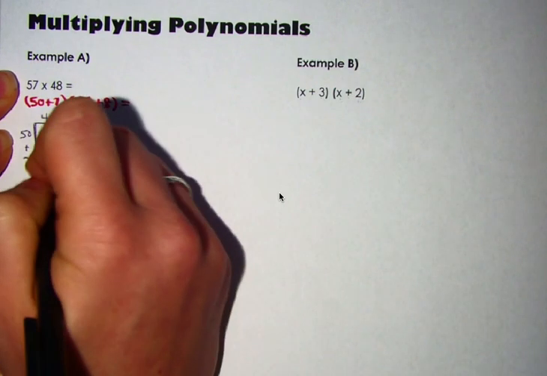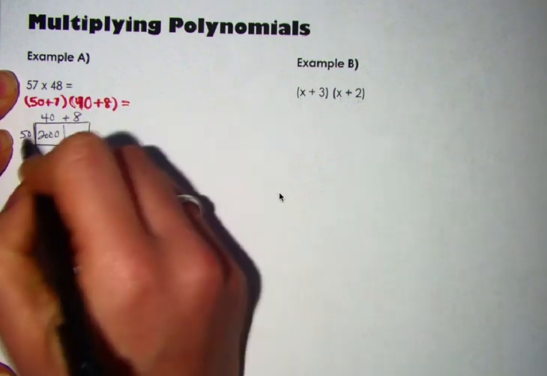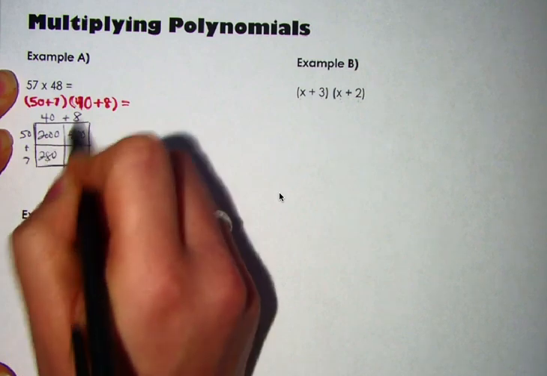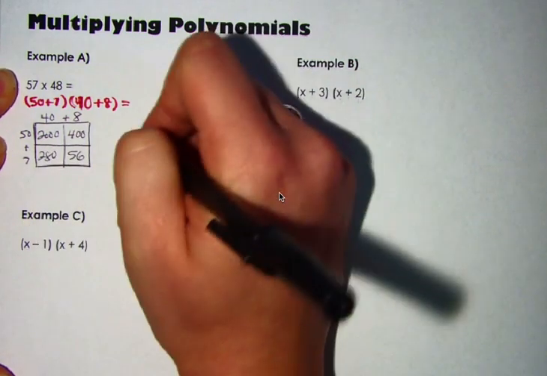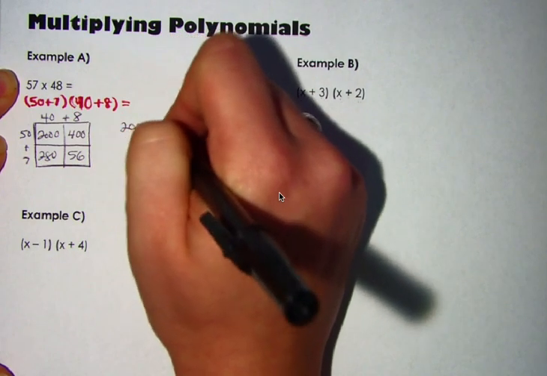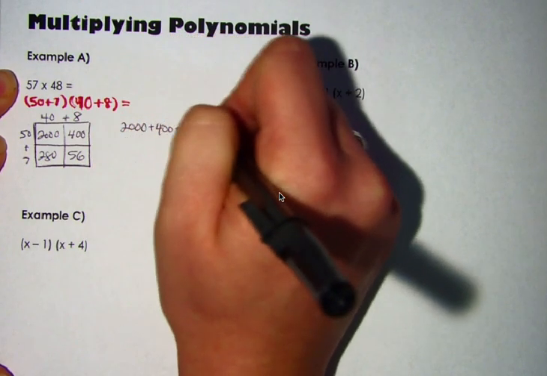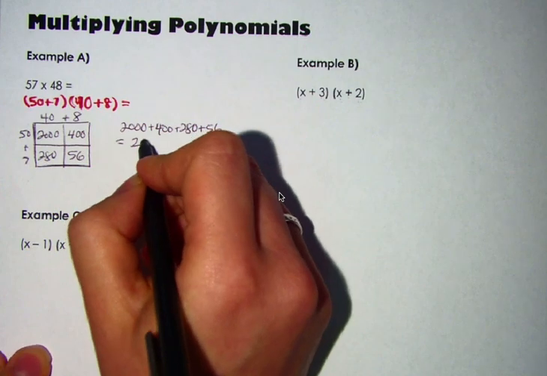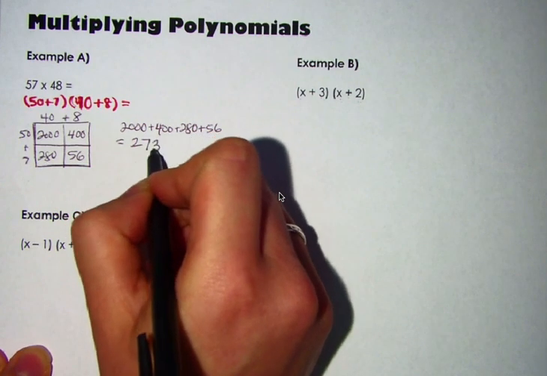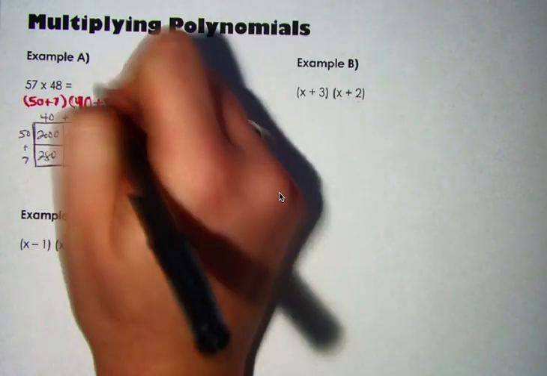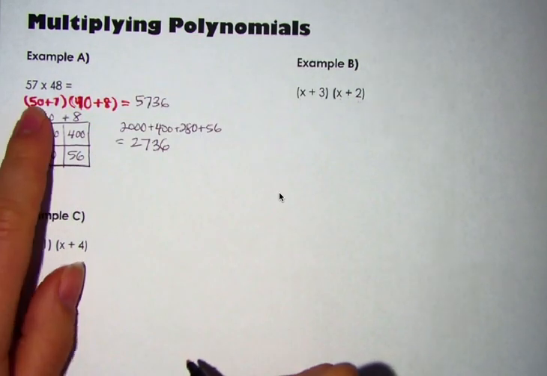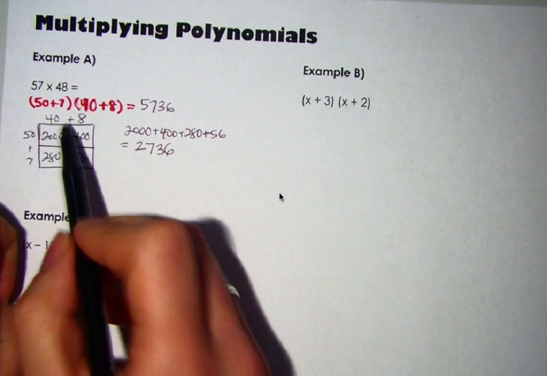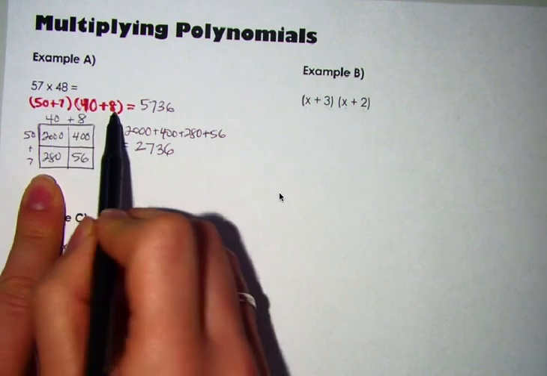50 times 40 is 2,000. 50 times 8 is 400. 7 times 40 is 280, and 8 times 7 is 56. So then when I add up the inside, I should get that my area is 2,736. All right. So what I did here was I took the 50 and multiplied it to the 40, and I took the 50 and multiplied it to the 8. And then I took the 7, multiplied it to the 40, and the 7 and multiplied it to the 8 to get the 56.